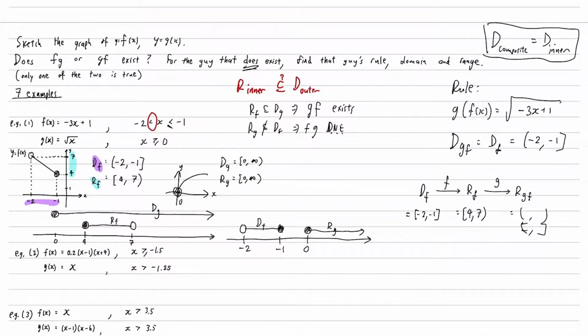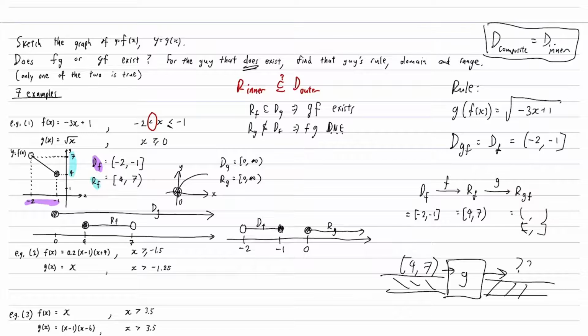Exactly. Then now you want to find R of GF. How do you do that? What it means is you now have an outer function G. You put it on top of the arrow. So we're going to put this 4, 7 into the function G. You have some machine G here and a conveyor belt, and you're putting in 4, 7 inside. What's going to come out of the conveyor belt? So that just means your domain of G is now restricted to 4 to 7.